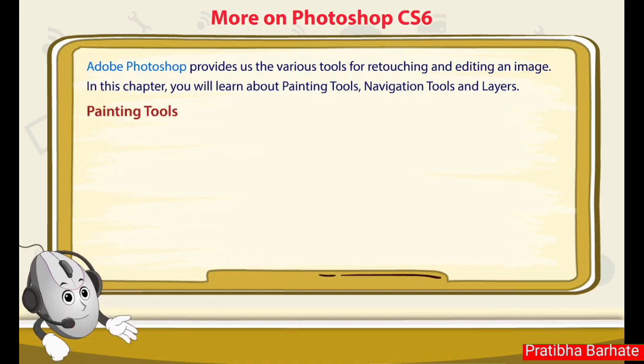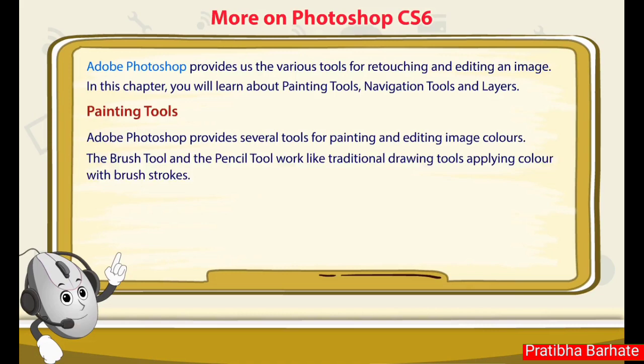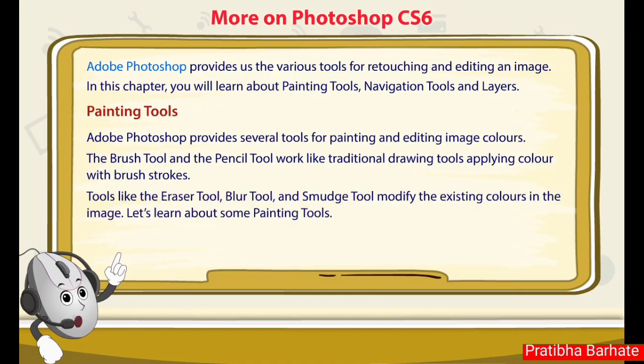Painting tools. Adobe Photoshop provides several tools for painting and editing image colors. The brush tool and the pencil tool work like traditional drawing tools, applying color with brush strokes. Tools like the eraser tool, blur tool, and smudge tool modify the existing colors in the image. Let's learn about some painting tools.